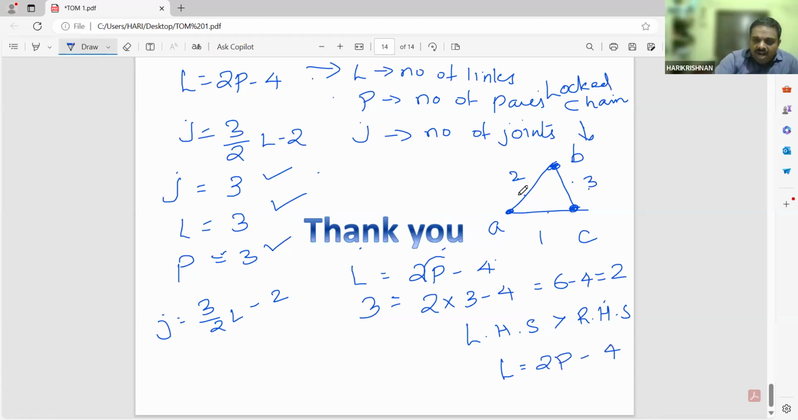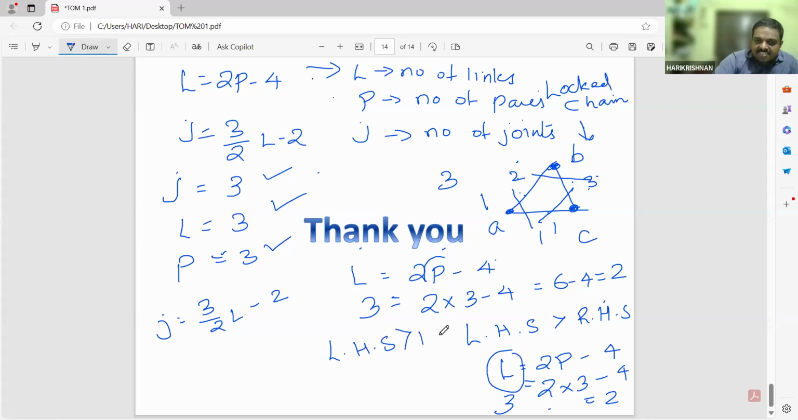From here, you know that 1 and 2 are a pair. This is one pair. 2 and 3 is another pair. 3 and 1 is another pair. So how many pairs are there? 3 pairs. So when you calculate 2 into the pair value 3 minus 4, 6 minus 4, the value is 2. Similarly, how many links are here? 1, 2 and 3 links are there. So the number of links, 3, is greater than the RHS.